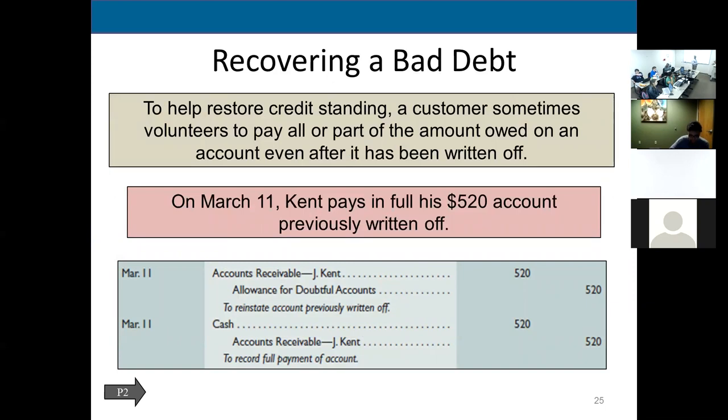Now, recovery of bad debt. Think of my example that I just gave. To help restore credit standing, a customer sometimes volunteers to pay all or part of the amount on an account even after it has been written off.